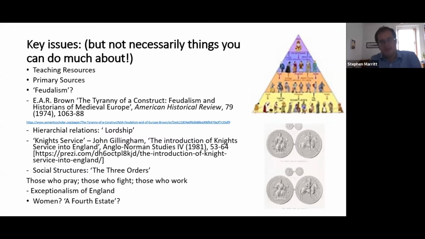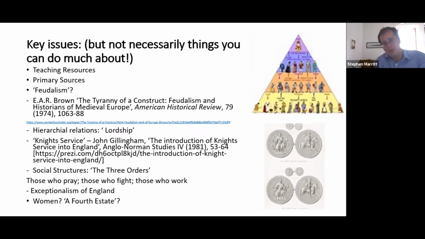Feudalism as a word has been a problem for historians since the 1970s. I know in the Higher specification it says that this is a topic of debate, and it really is, but these days, in a way, we've moved beyond that debate. It was first questioned in a classic article, which is available to everybody, by Elizabeth Brown in 1974, The Tyranny of a Construct. And it does still have a kind of tyrannical role over how our world is dominated.